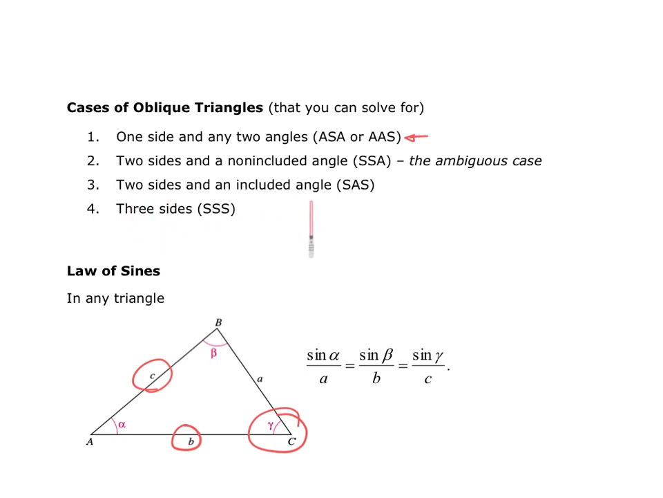And then we have these other two, which is the side-angle-side and the side-side-side. And we're going to do those two when we do the law of cosines. So we're going to hold off on those two until we do the law of cosines.